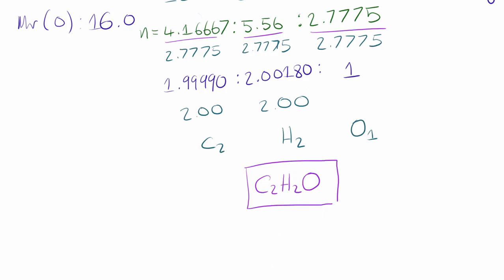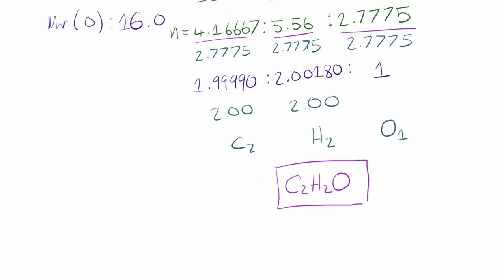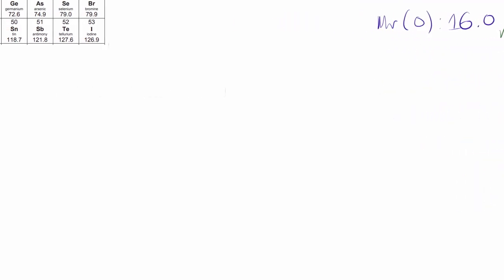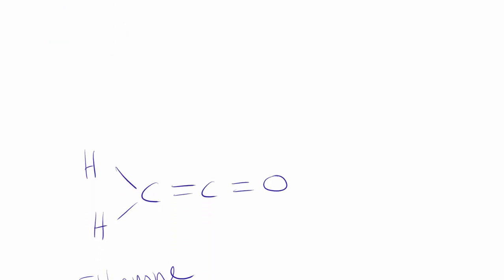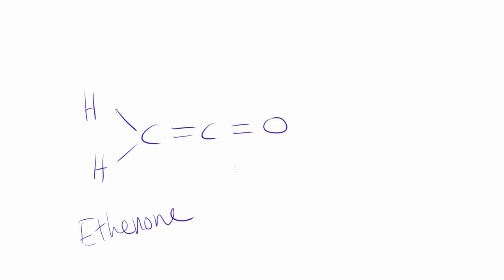And although this is an empirical formula, if we looked at it from the perspective of it being a molecular formula, there's actually quite an important chemical compound that has that molecular formula. It's called ethanone, and this is the structure. I've put the name here. You can look this up and try to learn a bit about what reactions it can be used for to produce other things, of which there are many reactions.